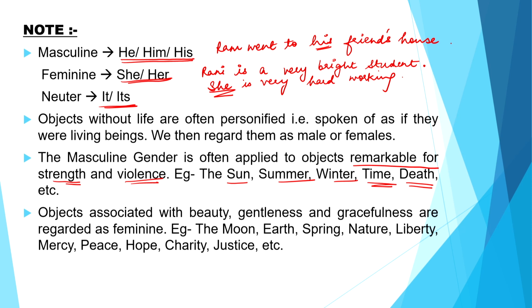Now, objects associated with beauty, gentleness and gracefulness are regarded as feminine. For example, the moon, earth, spring, nature, liberty, mercy, peace, hope, charity, justice and so on. So, they are considered to be feminine.